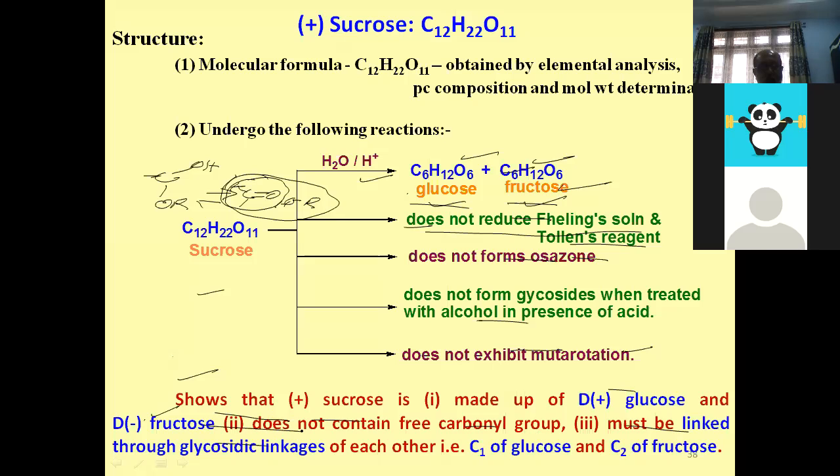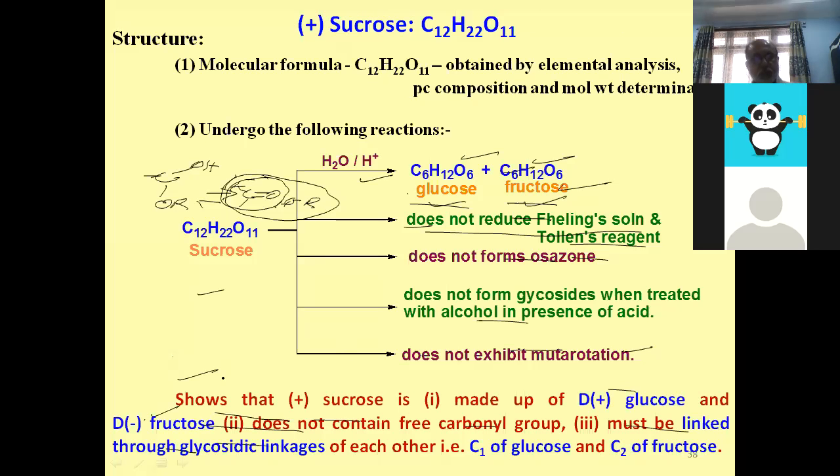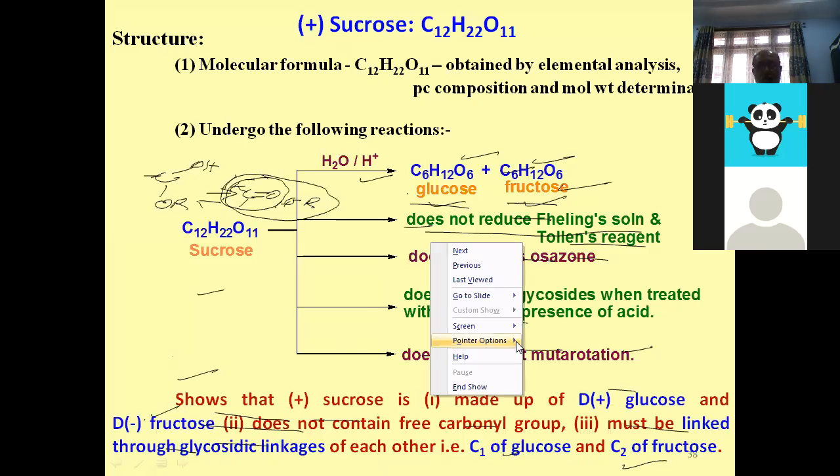They must be linked through glycosidic linkage of each other. And what are the glycosidic carbon atoms? That is C1 of glucose and C2 of fructose. So this is the information that we get from here.